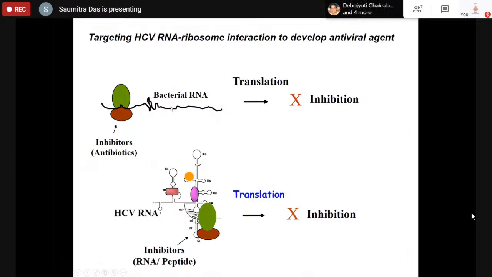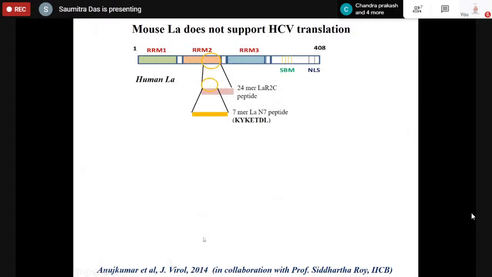So in both cases, what we did is we are trying to mimic a situation where the antibiotic prevents the ribosome and the bacterial RNA interaction, and they are successfully doing so, and we are happy with that. And we were proposing that you can think about preventing the 40S ribosome and the hepatitis C RNA interaction using a small RNA or a peptide, and actually achieve the feat of inhibiting the translation.